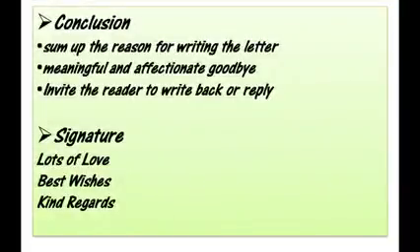Conclusion. The conclusion is the last paragraph of the letter. In the concluding paragraph, sum up the reason for writing the letter. That is, summarize the letter. Say a meaningful and affectionate goodbye to the reader. And do not forget to invite the reader to write back or reply to your letter. This shows an intention to keep the conversation going.